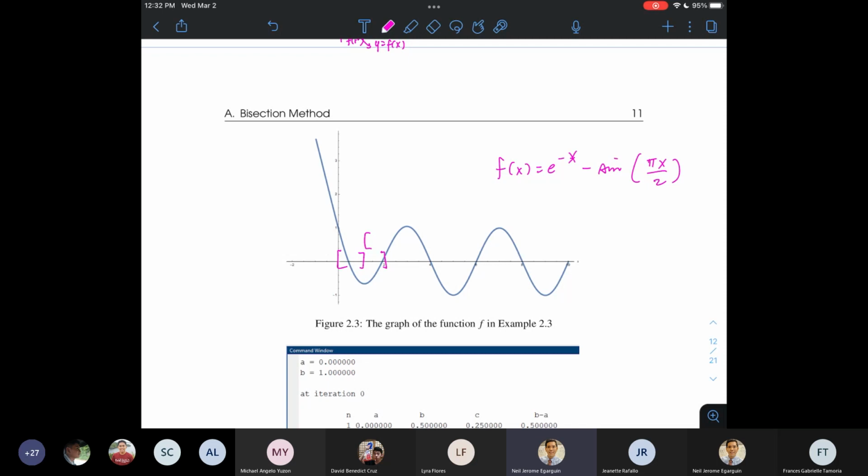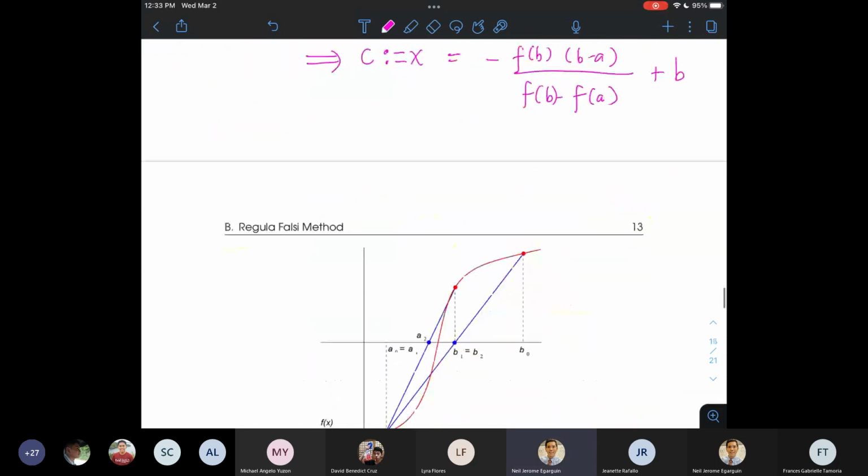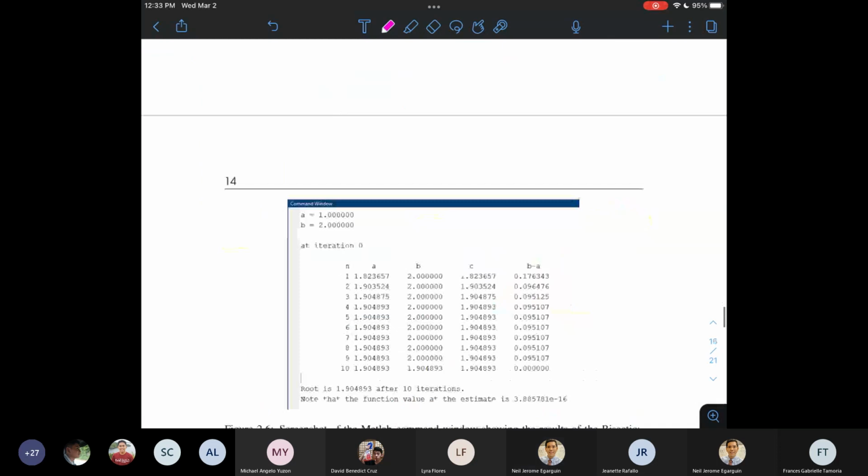Hindi natin na-predict gaano na kaiksi yung magiging susunod na interval. So computing for the asymptotic error constant and consequently the rate of convergence is quite difficult to do or to analyze in a general scenario for the Regula Falsi Method. Wala tayong magagawang analysis na katulad nung nagawa natin sa Bisection Method. Okay? So let's go back to the example. Okay.